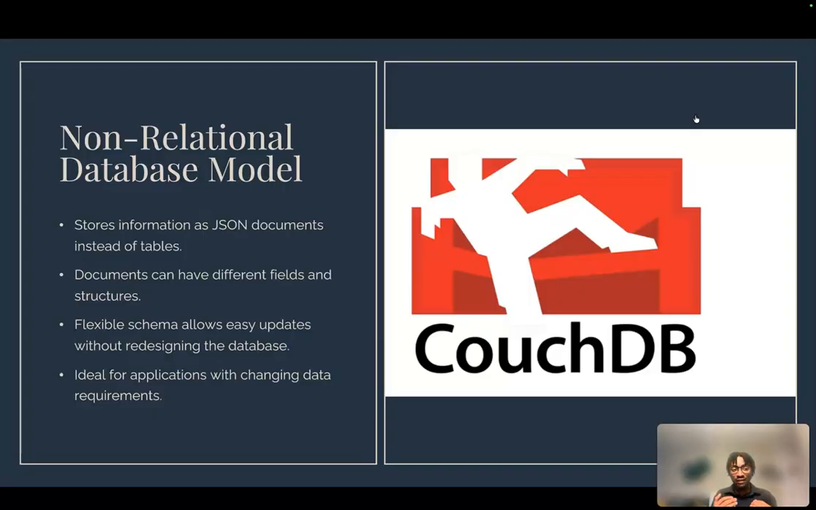Next, let's have the question of what type of database model it is. And the answer to that question is it is a non-relational database model. With a non-relational database model, this means that it stores information as JSON documents instead of tables. Documents can have different fields and structures. Flexible schema allows updates without redesigning the database. And lastly, it is ideal for applications with changing data requirements. So with all of these, it makes it a non-relational database instead of a relational.